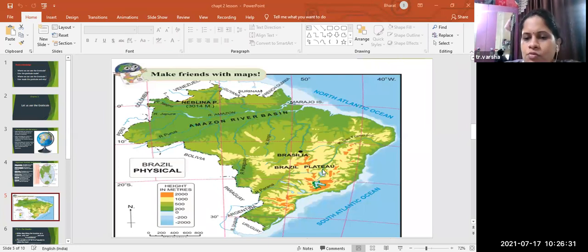Now the plateau we can read in a similar manner, but we will be taking more area. We will be taking it from 40° west to, I guess this is 60, yes, 60° west. And from here, if we see, it is 20° south till 10° south. Okay, this is how we can read.